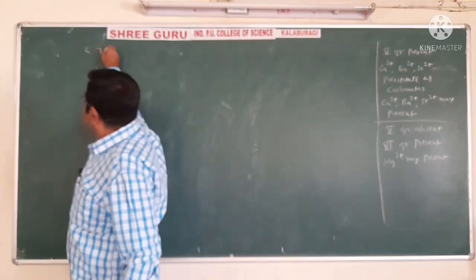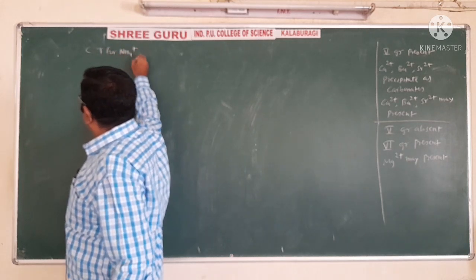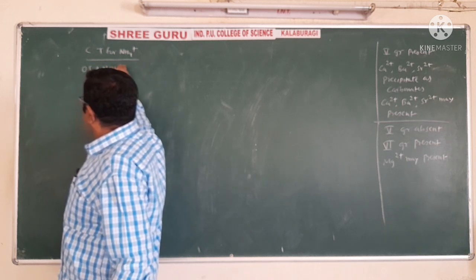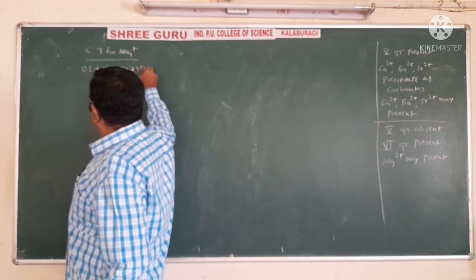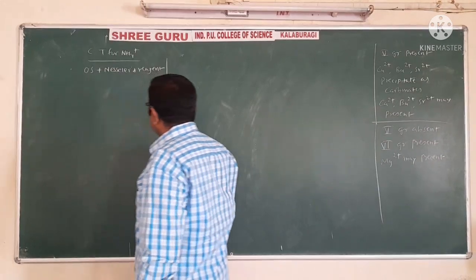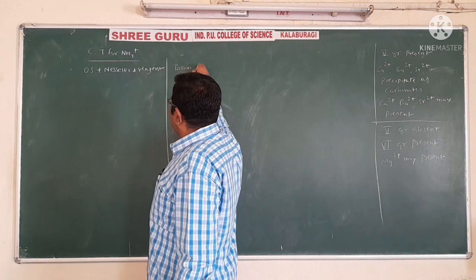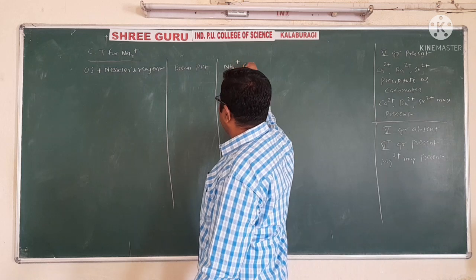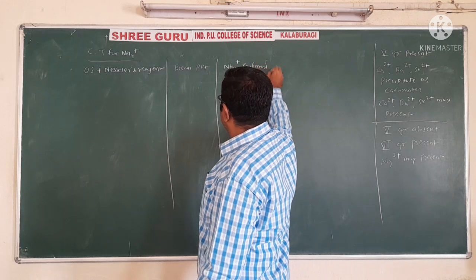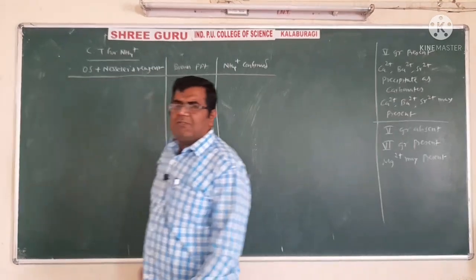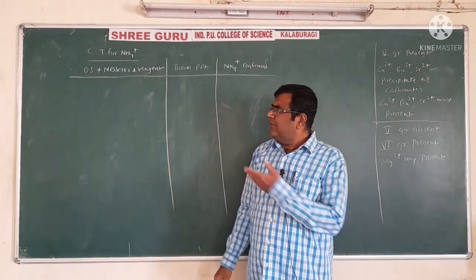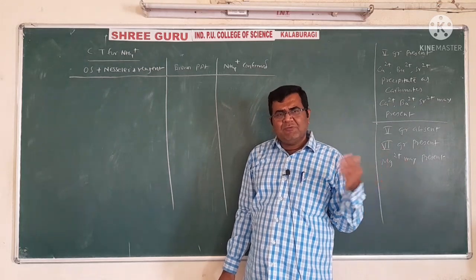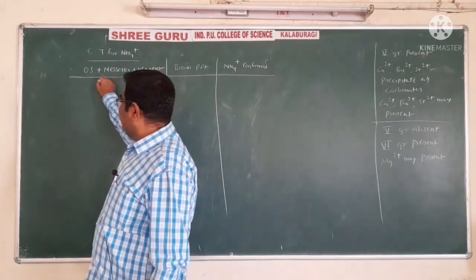So I will write the CT for ammonium. CT for ammonium is very simple. We have to take OS and we have to take Nessler's reagent. What will we get? We get a brown precipitate. If we get that brown precipitate, we have to say that ammonium is confirmed. So if your basic radical is ammonium, your practical is almost over because you have already obtained the acidic radical. If not ammonium, then what is another possibility?